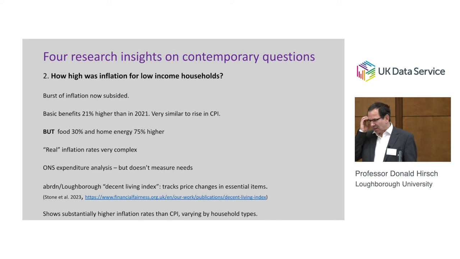And there's been quite a sophisticated and detailed look, which is not easy, by the Loughborough team that I was part of, for Aberdeen, who's a funder of social research. They were trying to look at the essential items which they put in their baskets, how those items were changing in the index, looking at it month to month, and did conclude in their initial findings that there have been substantially higher rates of increase in essentials than CPI. But this can vary quite a lot by household type. It's all very specific. It's not simple.